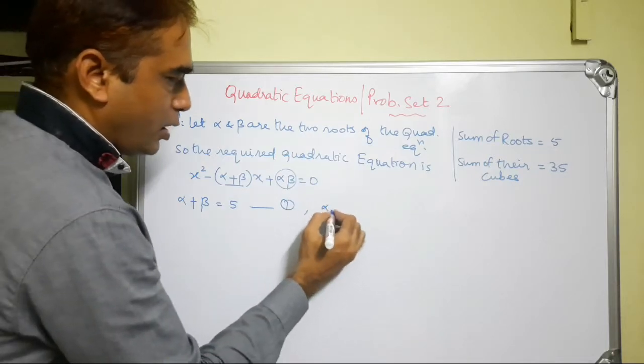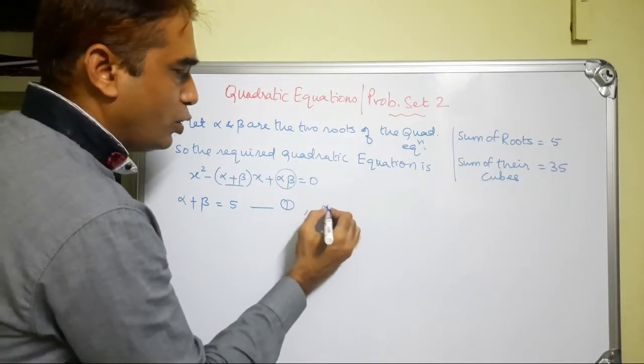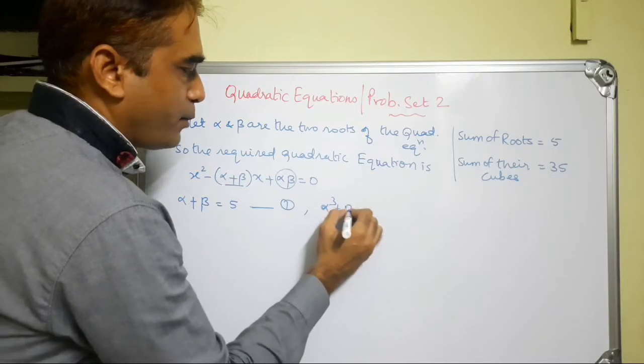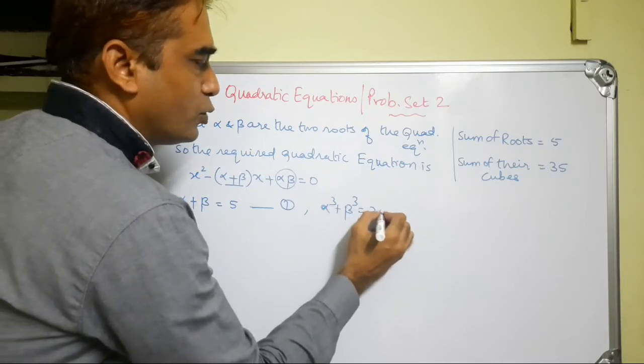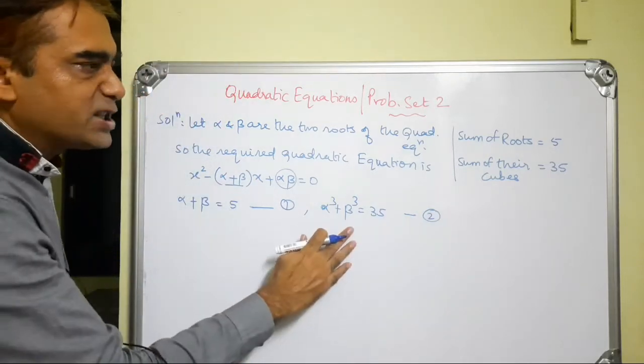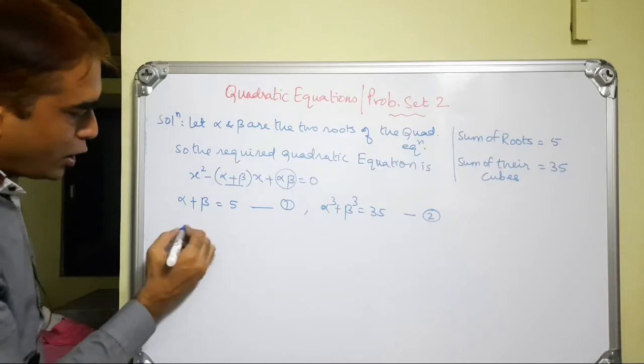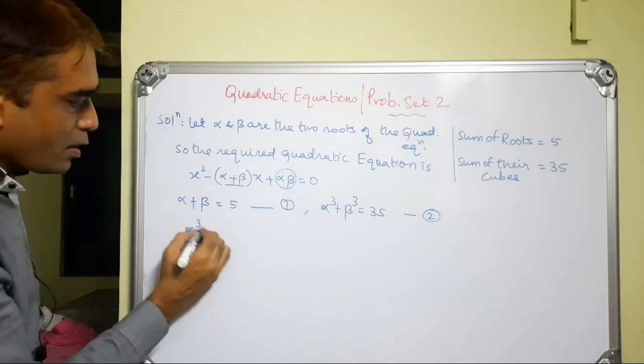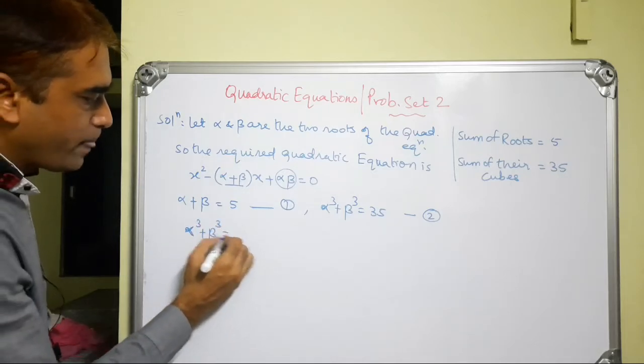And sum of cubes, so alpha cube plus beta cube equals 35. This is point number 2. Now from this we will find the product. Now alpha cube plus beta cube.